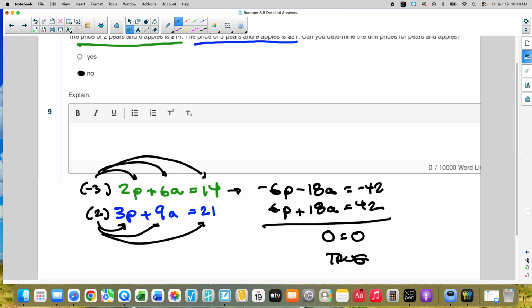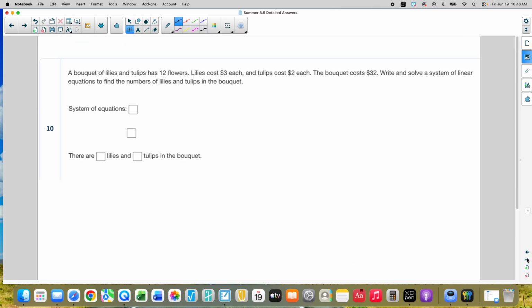So, tricky question. A bouquet of lilies and tulips has 12 flowers. Lilies cost $3 each. Tulips cost $2 each. The bouquet costs $32. Write and solve the system. All right, so we have L plus T equals 12, where L equals the number of lilies and T equals the number of tulips.